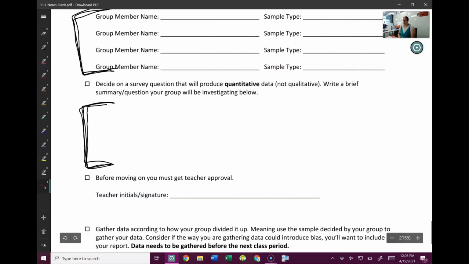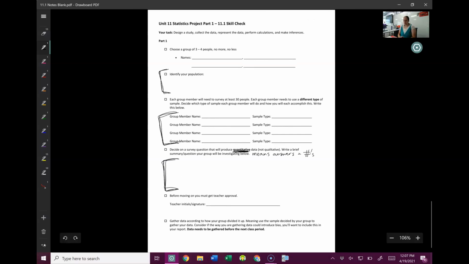off. One thing about your question is your question must be quantitative, which just means that your answers should be numbers. So whatever question you ask, you should be able to get numerical answers. Like, what is your shoe size? How many hours of homework do you do a week? What is your ACT score? Those all get numerical answers. So once you get that all filled out, submit it on Canvas, and I will pass it off.